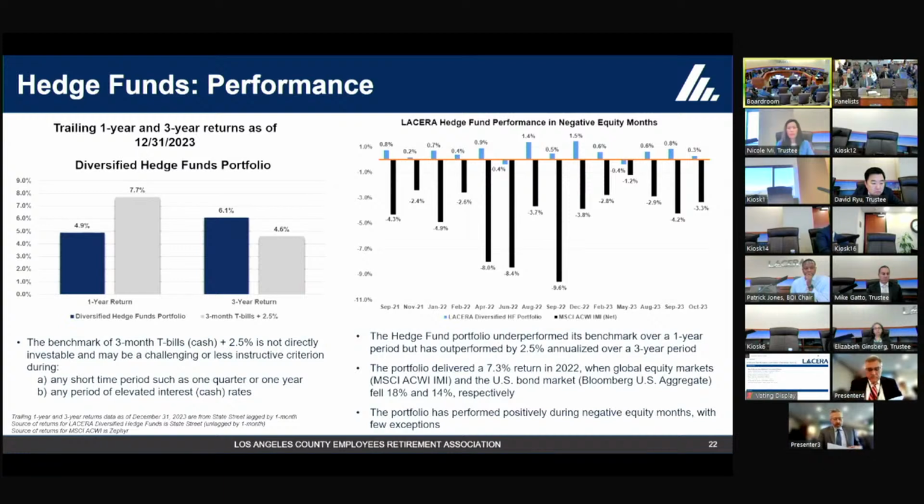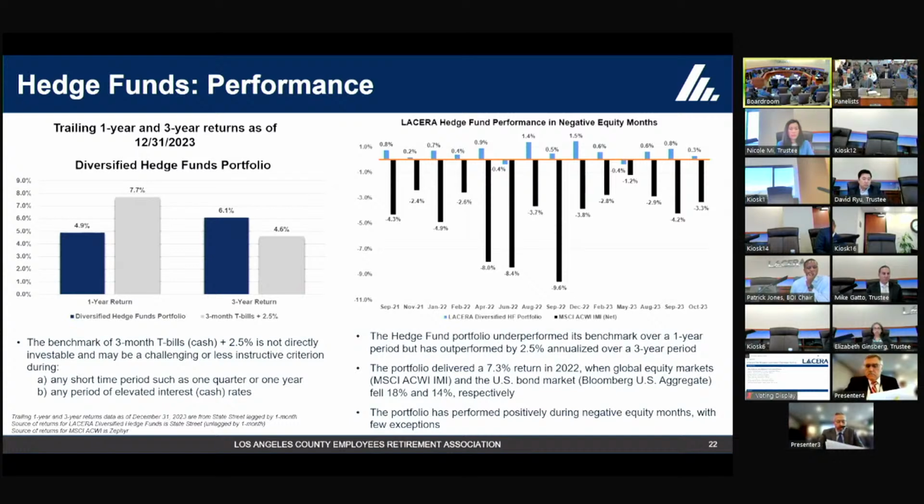The recent short time frame includes an economic period when interest rates rose dramatically, and that materially benefited the benchmark. In other words, the uninvestable benchmark benefits from elevated rates much quicker and more directly than does LACERA's hedge funds portfolio.